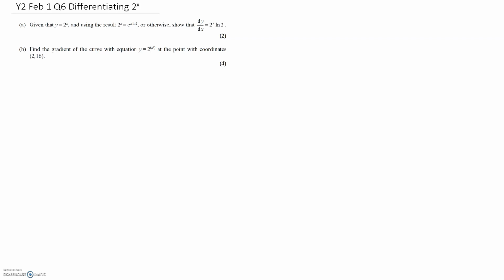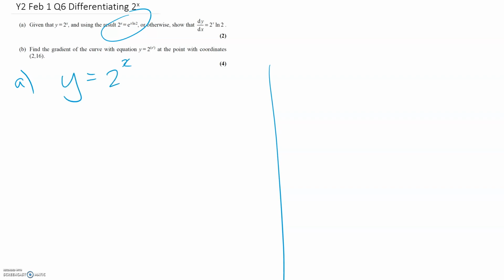Question 6 for part A. There's really two ways of doing this, so I'll try and do both. The way they suggest in the question is to start off, let y equal 2 to the power of x.